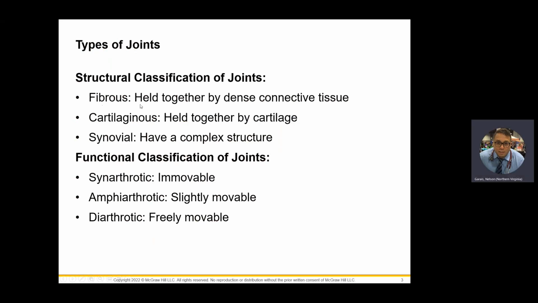The first example is fibrous. It's dense connective tissue, meaning that it will hold like super glue. Fibrous joints are also synarthrotic. They should not move, because if something has a lot of dense fibrous connective tissue, it's not going to move very much. Cartilaginous, of course, cartilage, they're going to move a little bit. Not a lot, but a little bit. Synovial, very complex structure with the synovial fluid. Those are diarthrotic joints, and they are freely movable.